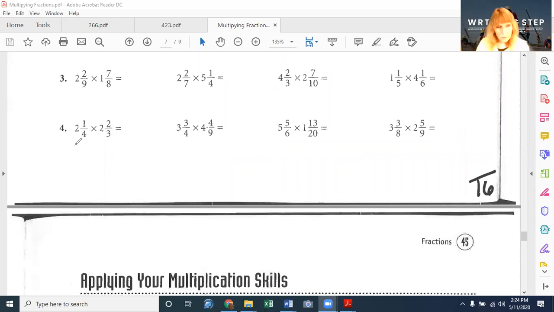So first we round. 2 1/4 is closest to 2. 2 2/3, however, is closer to 3. So we would get 6. Why is it closer to 3? Because 2/3 is more than half. And then to find the exact answer, we have to have an improper fraction. So 2 times 4 is 8, plus 1 is 9. So we get 9/4 times 2 2/3 has to be changed to an improper fraction. We get 2 times 3 is 6, plus 2 is 8. And thirds on the bottom.